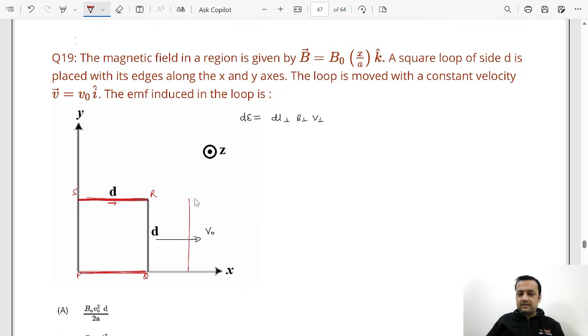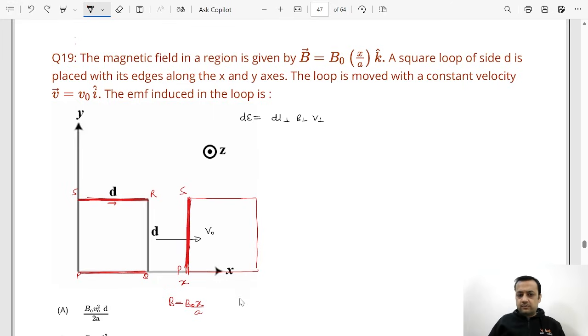Let me show you this fact, it will be interesting. Suppose the square has reached here, and this coordinate will be x. This x is going to be constant because all the points on this line have the same x coordinate, right? So the magnetic field at this location will be B naught into x by a. The magnetic field is constant because x is the same for the entire line PS.